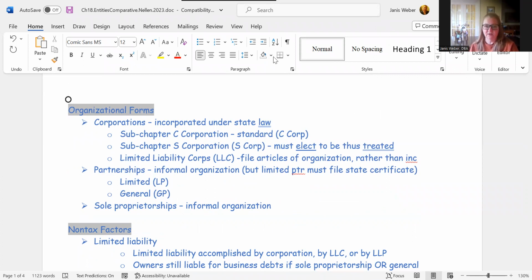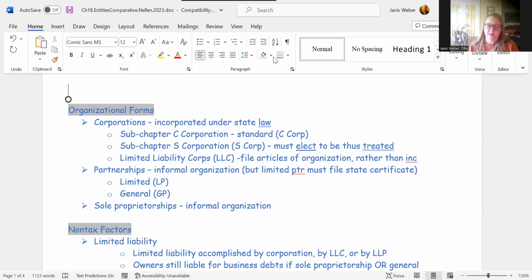Corporations have to be incorporated under state law. It's an entity of itself, so it has a life of its own. It's not just its owners combined. If nothing else happens, you just incorporate, and it would be a C corporation, which is a standard subchapter C.